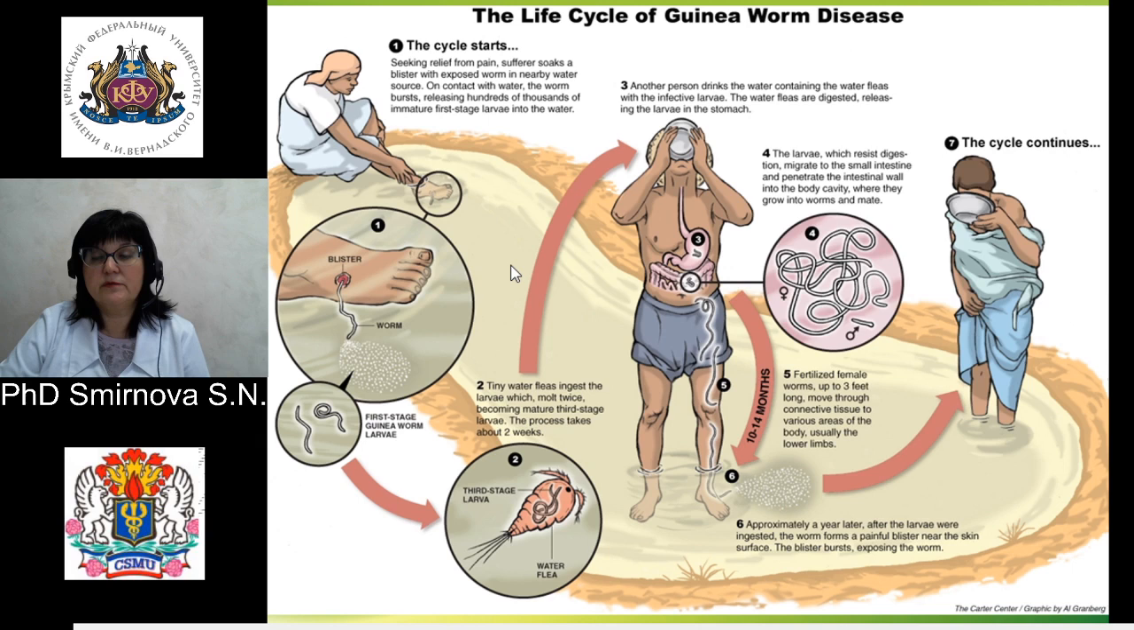The life cycle of this parasite is usually very easy. A human can drink water containing infected cyclops. The cyclops moves to the human digestive system, into the small intestine. Larvae of Dracunculus medinensis start to move from human tissue to the legs.